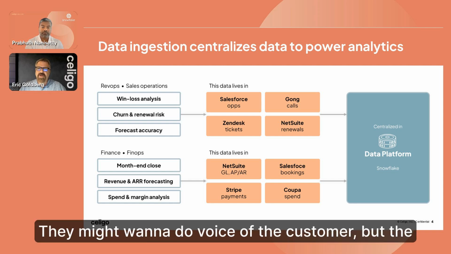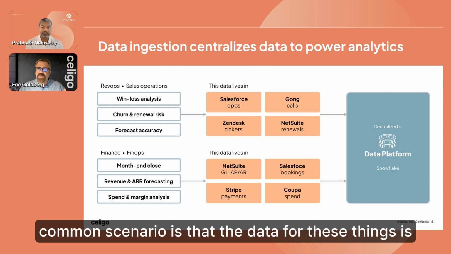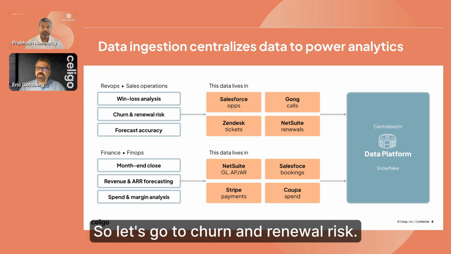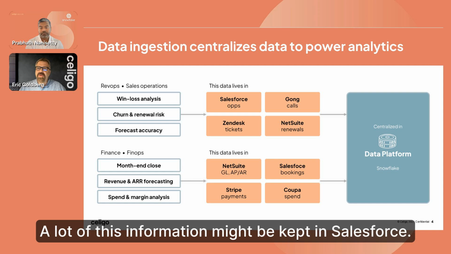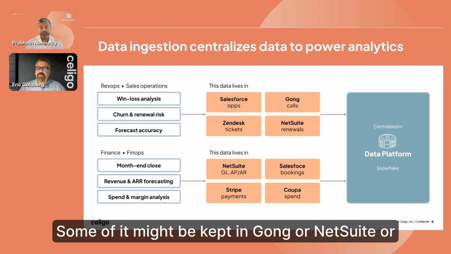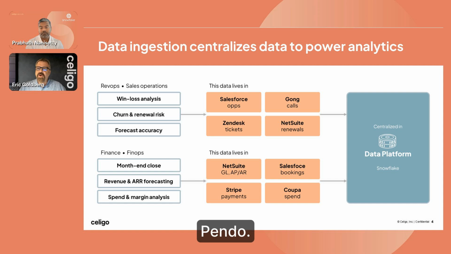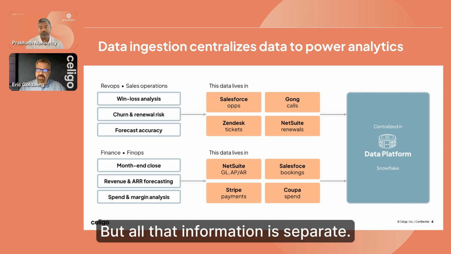Now, these are by no means all the types of things that people want to do. They might want to do voice of the customer, but the common scenario is that the data for these things is usually kept in multiple different sources. So let's go to churn and renewal risk. A lot of this information might be kept in Salesforce. Some of it might be kept in Gong or NetSuite or Zendesk. If we're a SaaS application, maybe some of it is in Pendo. But all of that information is separate.